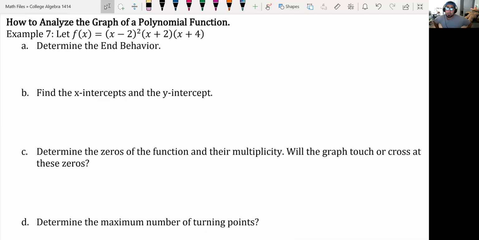How to analyze the graph of a polynomial function. Okay. Let f of x equal x minus 2 squared times x plus 2 times x plus 4. Determine the end behavior. So remember, to determine the end behavior, we need to know the degree and we need to know the sign of the leading coefficient.